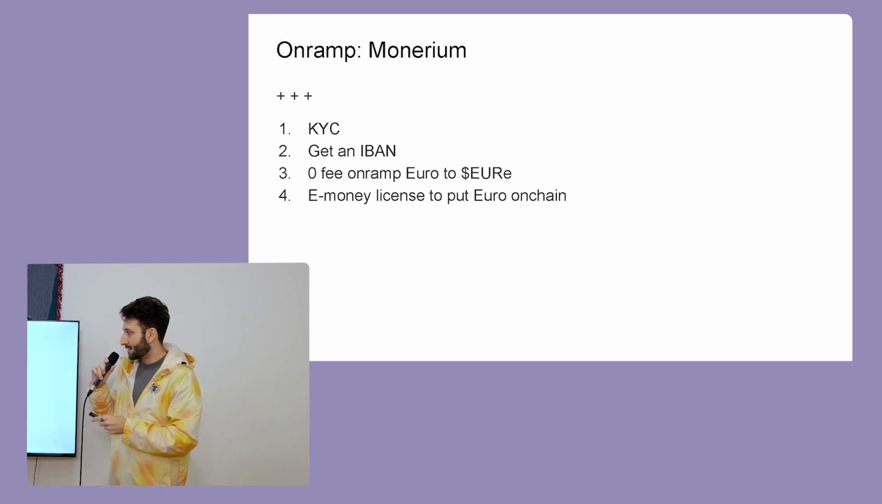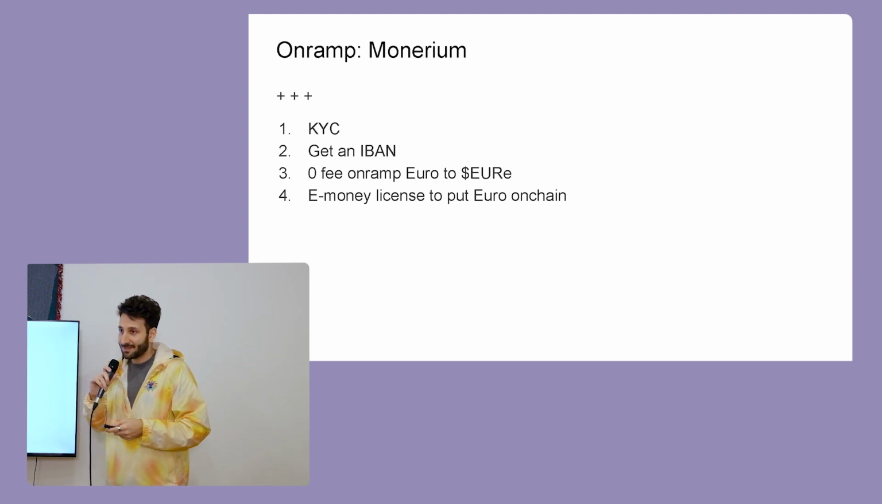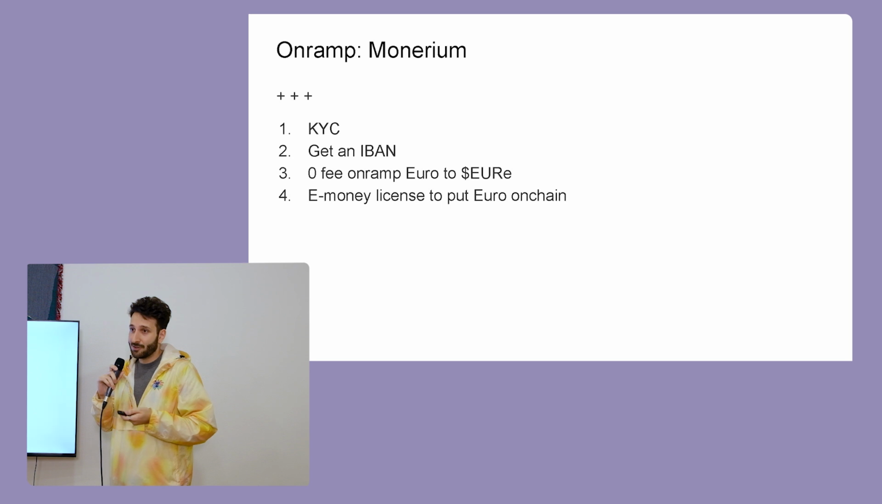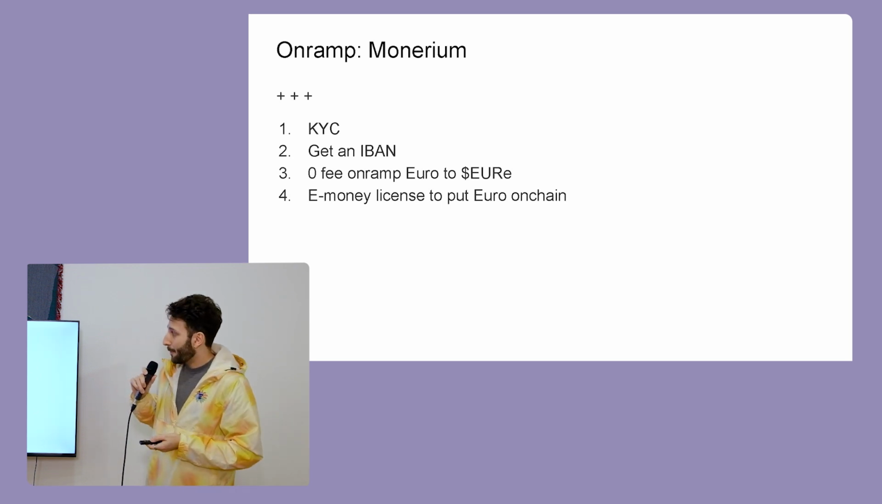And they have a license, the e-money license. With that, you can put money on-chain. It's the same license that Revolut has, that TransferWise has, that Klarna has. Every big fintech in Europe has a license like the e-money license. And Monerium is one of 2 companies that have this license to put money on-chain.